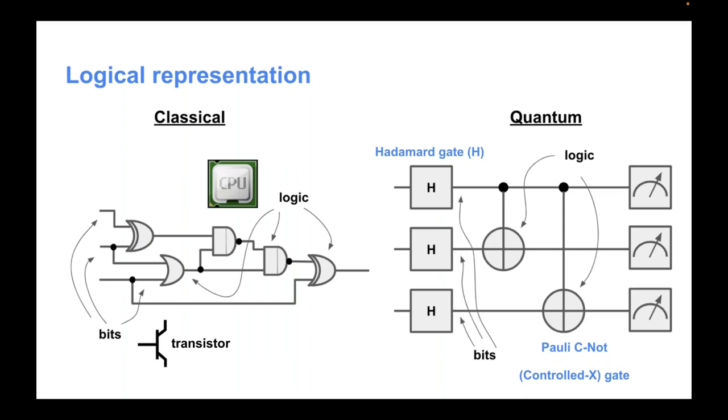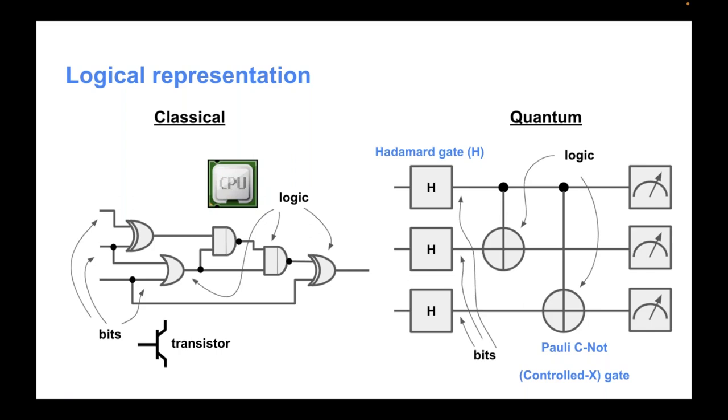Okay, so let's go to logical representation. As you may have already seen before, we tend to explain the way a computer works with logical gates. So you have OR, XOR, AND. Every time you send an input or two inputs or several inputs to a gate, it will apply a pattern, and then you will have an output after this function has been applied.